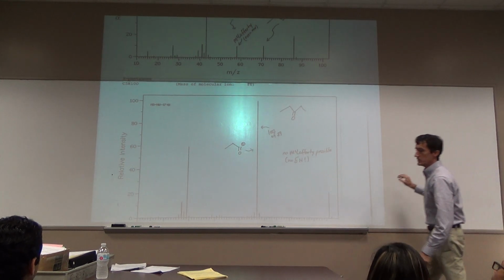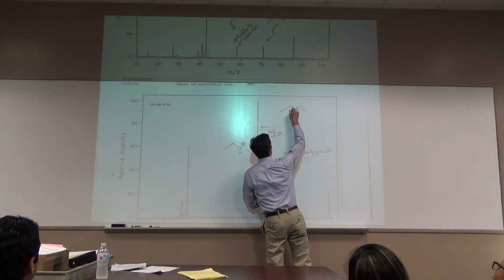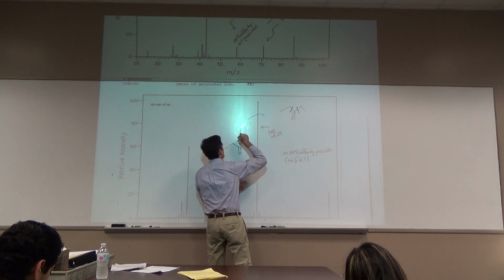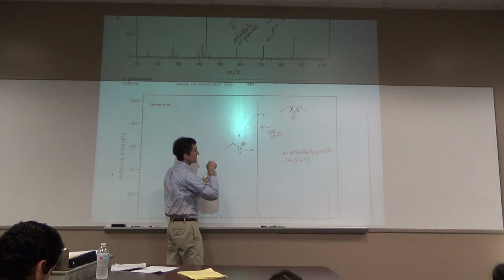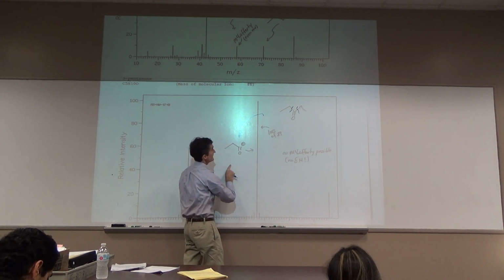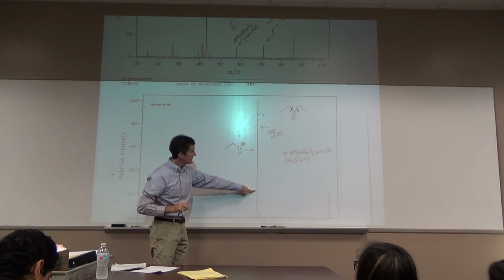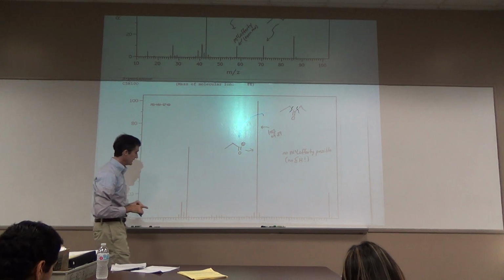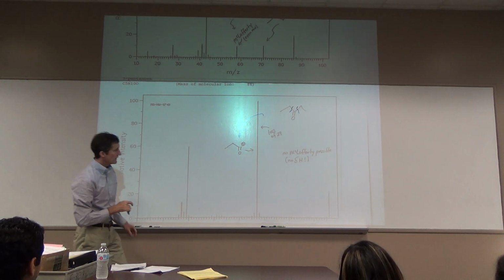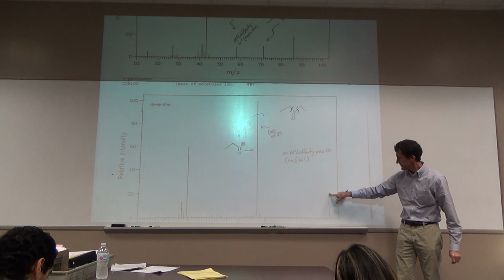Down here though, no matter which side you cleave, if you cleave over here or here, you're going to get the same cation. Either way, loss of 29. 86 minus 29 should be 57. Hopefully that's 57. Ends up being your base peak. What is this? Is this 86? Probably 86. There's your molecular ion.